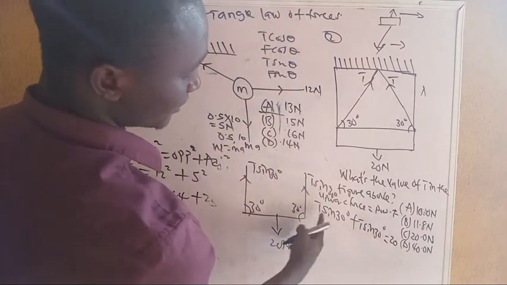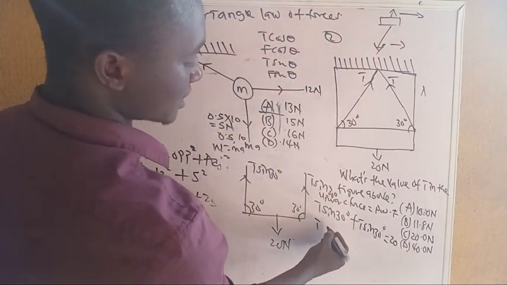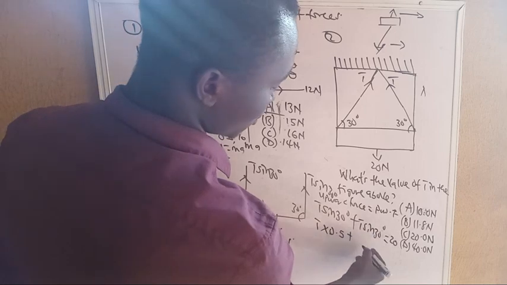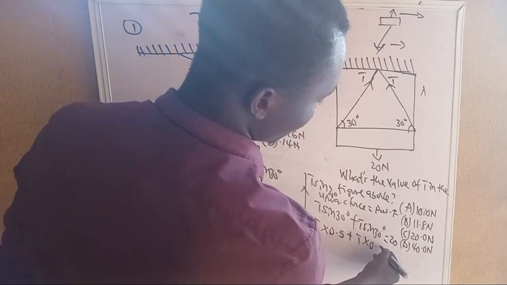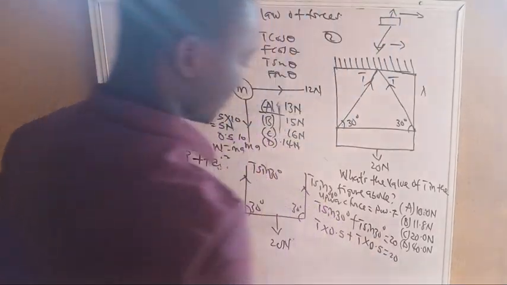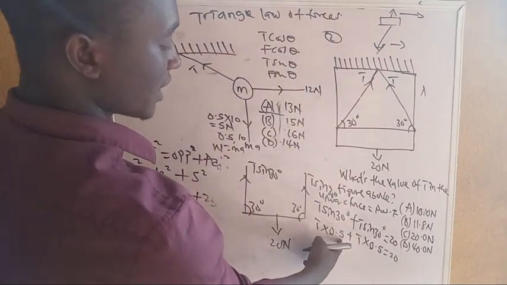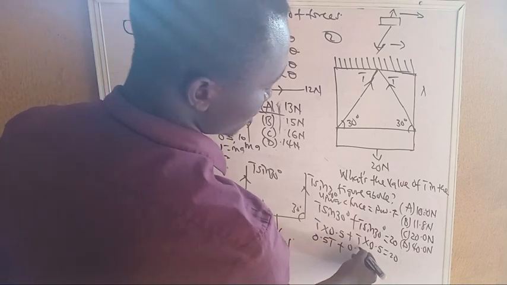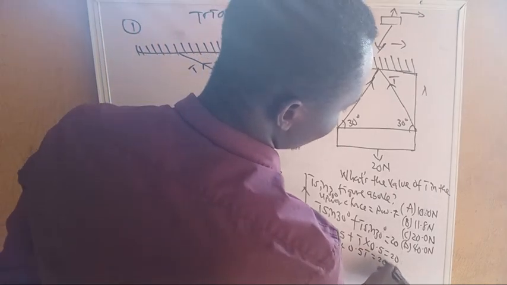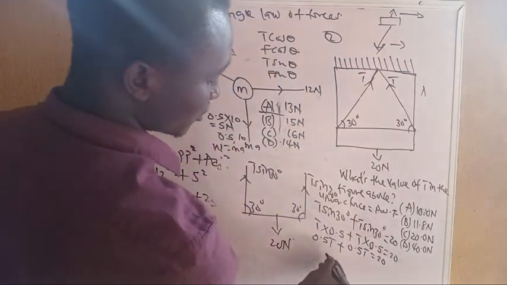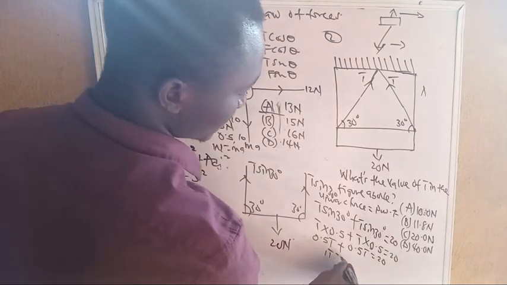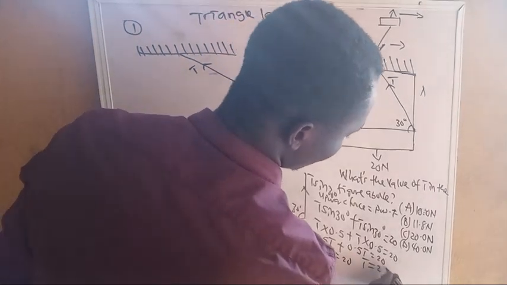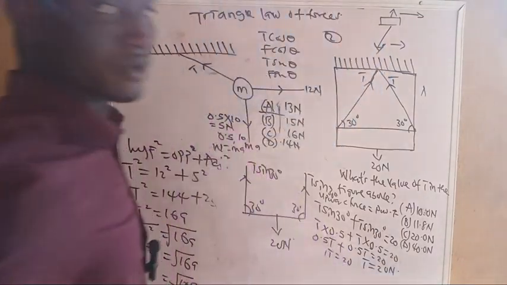Then T sine 30 degrees, sine 30 is 0.5. That is T multiplied by 0.5 plus this sine 30 is also 0.5. That is T multiplied by 0.5, is equal to 20. T times 0.5, that is 0.5T plus another 0.5T. Everything is equal to 20. So 0.5 plus 0.5 is 1. That is 1T is equal to 20. Then 1T is also T. That means our answer is T is equal to 20 Newton.